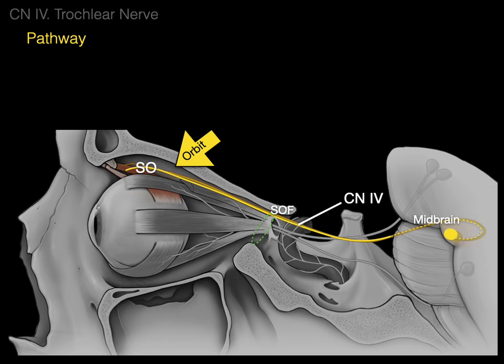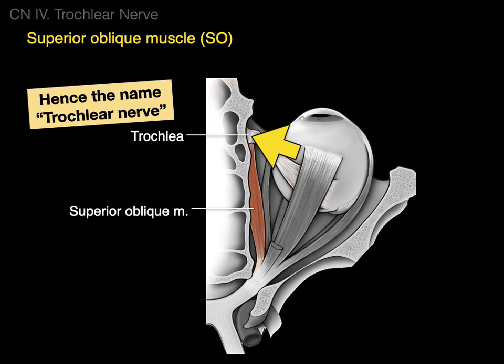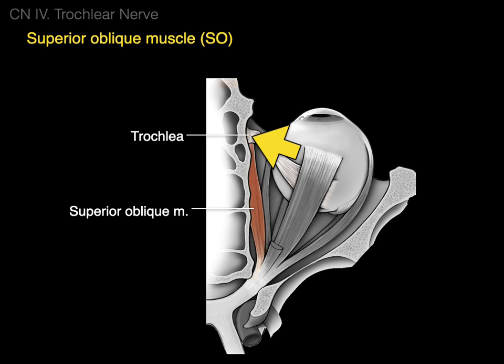And superior oblique is in the orbit. Now the superior oblique muscle, this is a superior view of the orbit on the right side. Superior oblique muscle and the trochlea. As the superior oblique muscle courses forward, it wraps around this pulley called the trochlea. Hence the name of cranial nerve 4 is the trochlear nerve, because the muscle it innervates wraps through the trochlea. And then the superior oblique attaches to the superior portion of the globe in its posterior lateral quadrant.